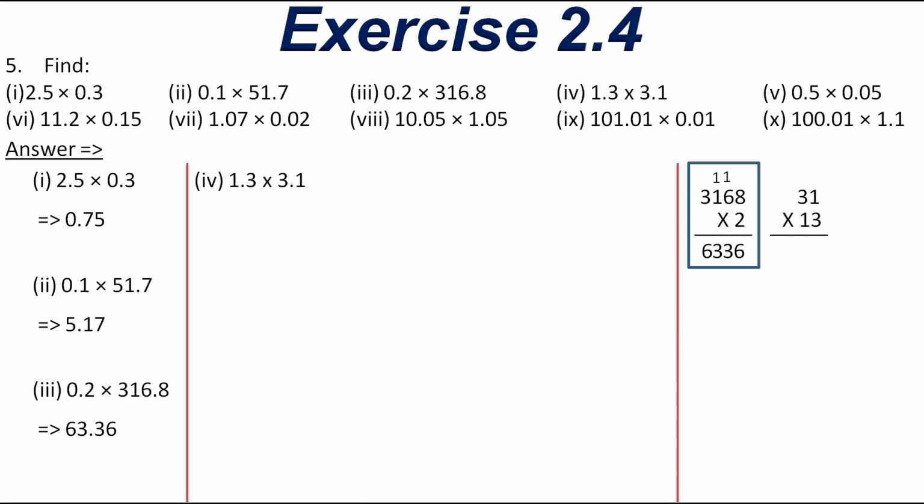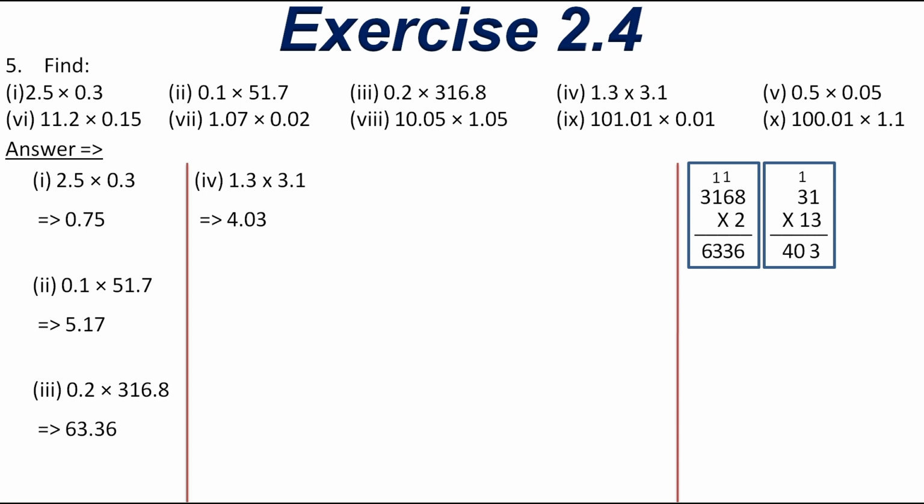So here 13 ones are 13 and 13 threes are 39 plus 1 is 40. So I got the answer as 403. Okay. Now in the question, in the first number we have 1 digit after decimal point. Here also 1 digit after decimal point. So 1 plus 1 is 2. So we have to put a decimal point in the answer before 2 digits from right. So the answer became 4.03.